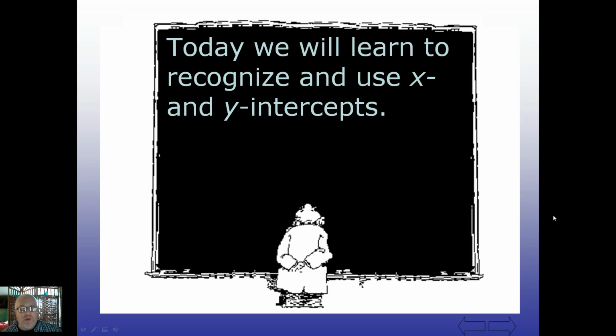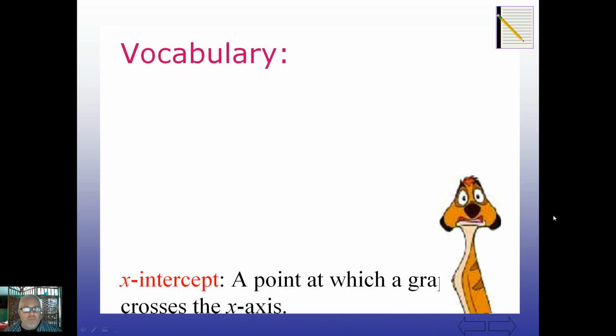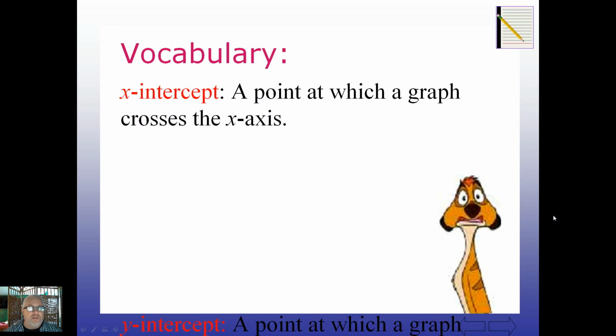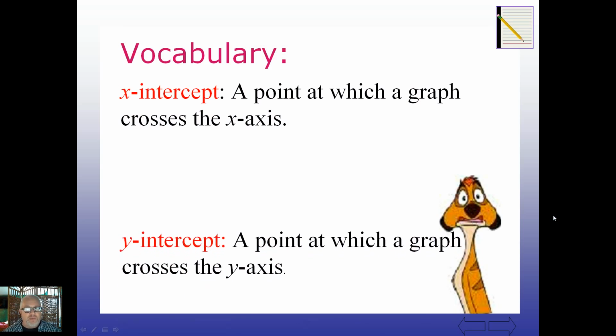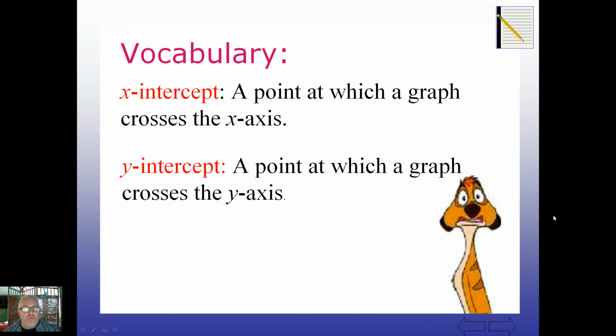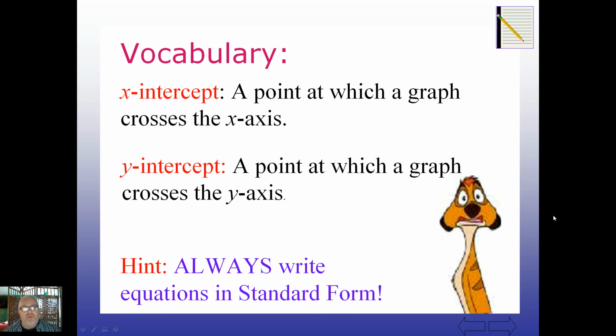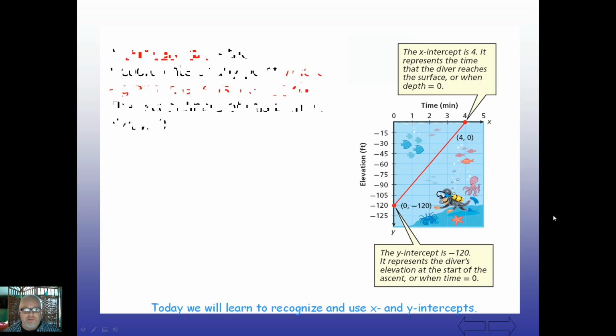Alright, today we will learn to recognize and use X and Y intercepts. So, an X-intercept is a point at which the graph crosses the X-axis. We've seen this before. The Y-intercept, of course, is a point at which the graph crosses the Y-axis. So when you're drawing a linear function, somewhere in there it's going to cross one of those, as long as it's a non-horizontal line. So here's a hint for you. Always write your equations in standard form before you start, and it makes things really easy.